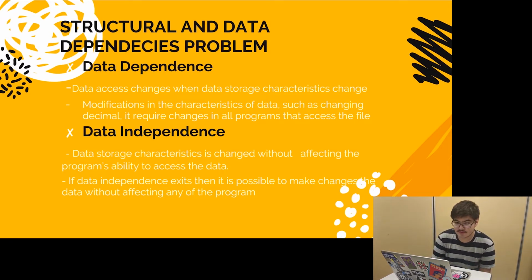The first problem, which is the structural and data dependency problem, has data dependence. Data dependence means data access changes when data storage characteristics change, such as modification in the characteristics of data, such as changing the decimal. It requires change in all programs that access the file. The second is data independence, which is when data storage characteristics are changed without affecting the programs' ability to access the data. If data independence exists, then it is possible to make changes to the data without affecting any of the programs.